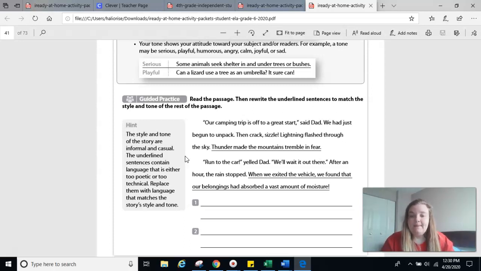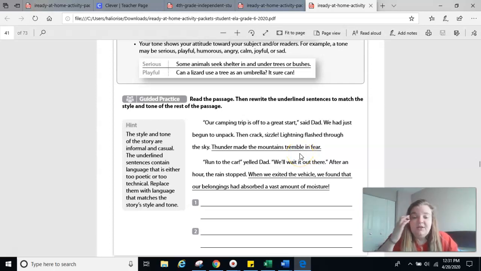I don't know about you, but if I wait in my car for the rain to stop and then I finally exit, I don't think the first thing out of my mouth would say that I had absorbed a vast amount of moisture. I'm not sure if I've ever used that when talking to my family before. Okay, same thing here. This is what they're referring to as the poetic one. Thunder made the mountains tremble in fear. So we obviously know that mountains don't tremble in fear because they are not people and they do not have emotions, or they just don't tremble.